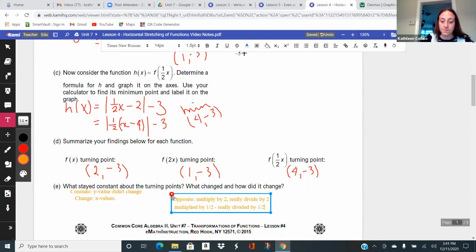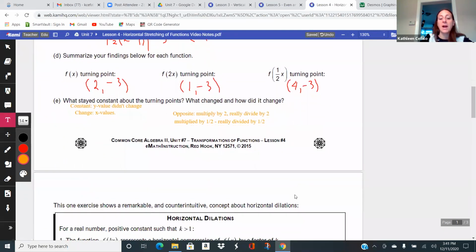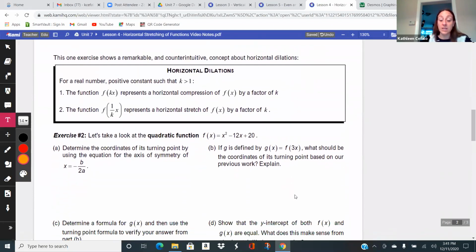Okay. So keep it in mind. Horizontal motions look a little weird, but we almost want to think opposite, kind of like what we've been doing before. Our horizontal motions, just like if you think x-axis is horizontal, should only be affecting your x coordinates. Okay, so horizontal dilations, all right, that's what we just did.